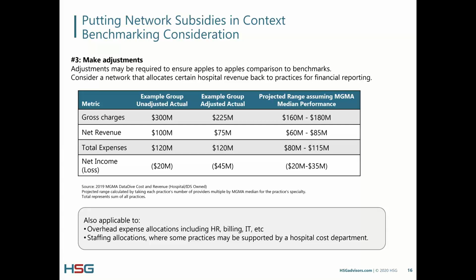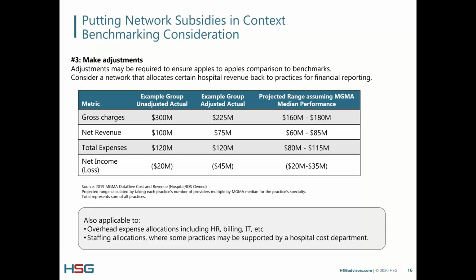So in this example, we want to consider a network that allocates certain hospital revenue back to the practices for their financial reporting purposes. And that is not what MGMA does when they produce revenue benchmarks or loss benchmarks that tie in those revenue benchmarks. So for example, this group, before they made any adjustments, they were losing about 20 million. The projected range based on the MGMA data was 20 to 35 million. So they were saying, hey, we're doing pretty good. But that included all those allocations of hospital revenue.